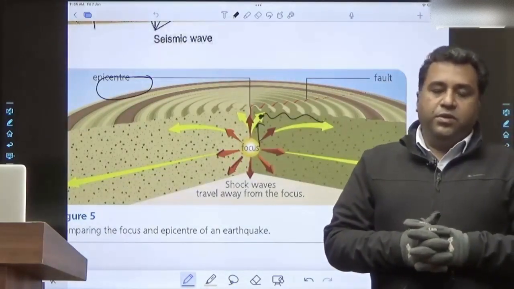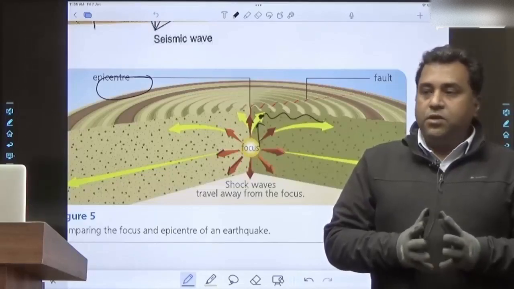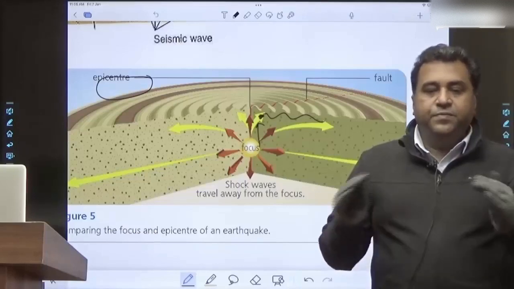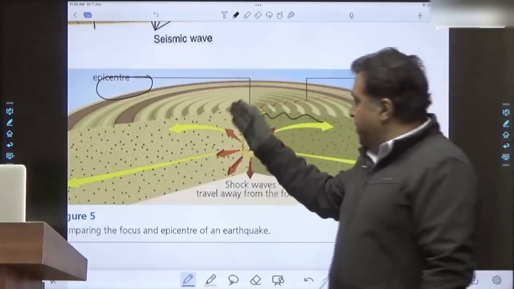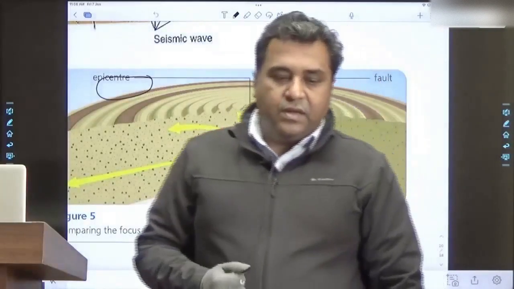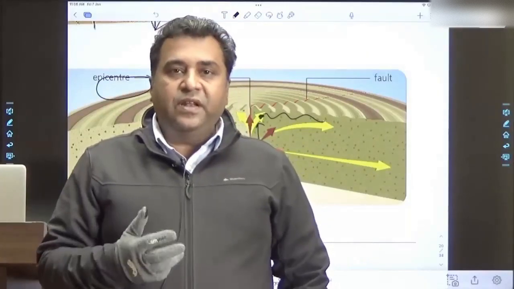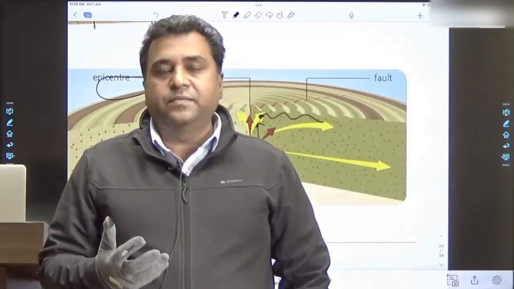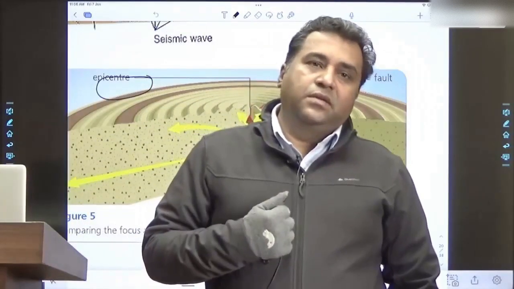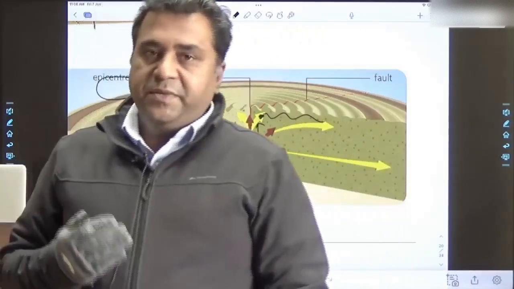Hence, earthquakes are mainly generated by the surface seismic waves. The earthquakes that we feel are directly generated by seismic surface waves.